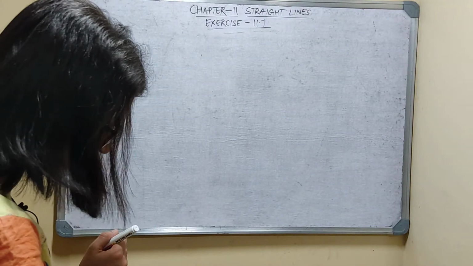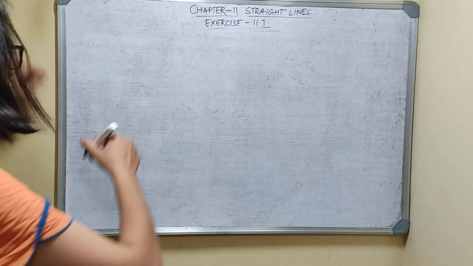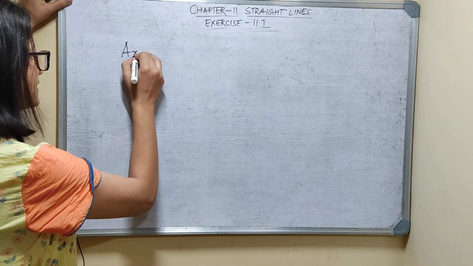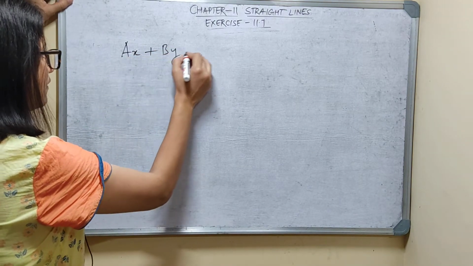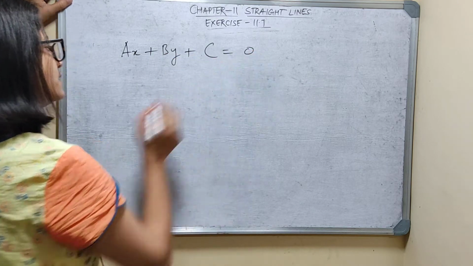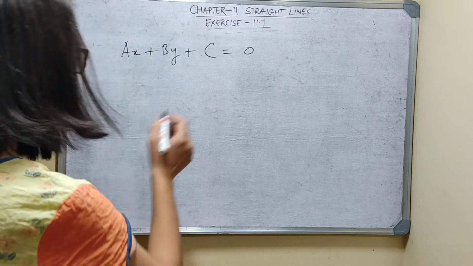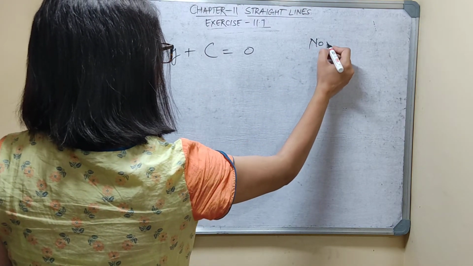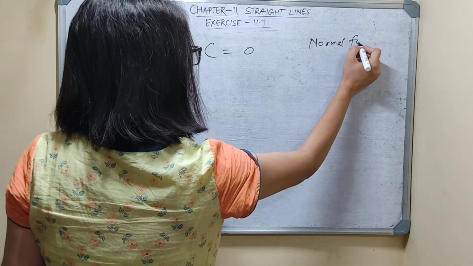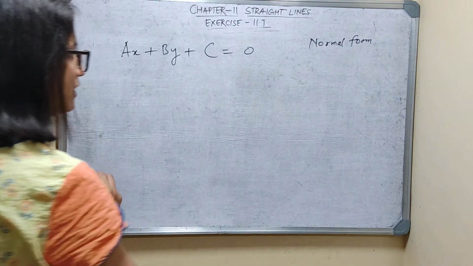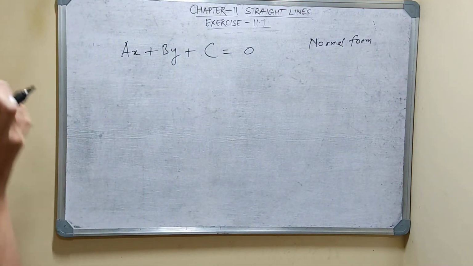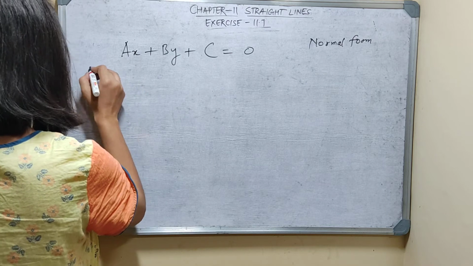Now you have to change the general equation ax plus by plus c is equal to 0 into the normal form. This is the general equation of a line, and you have to change it into normal form. So I will tell you how to change it into normal form. Two cases will be there.